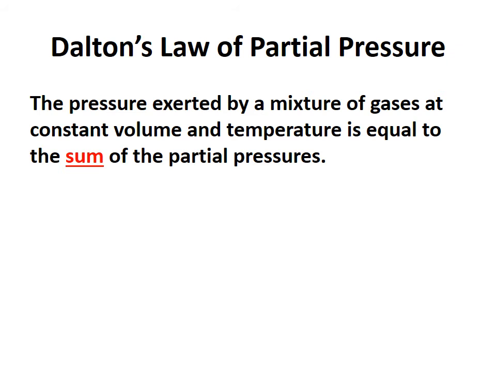So if I have two gases, then I'm going to add these two pressures of these gases together to get my total pressure. So if I have oxygen and nitrogen together, the pressure exerted by oxygen plus the pressure exerted by nitrogen will give me my total pressure. And that is true for any mixture of gases. As long as we know the partial pressure of each of these individual gases, we can find the total pressure.